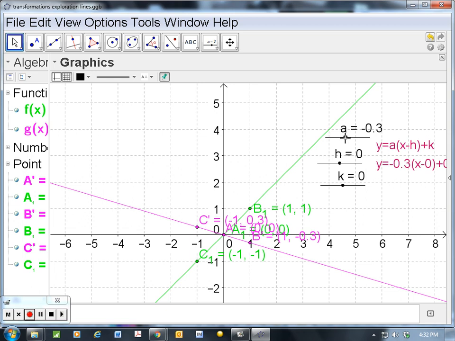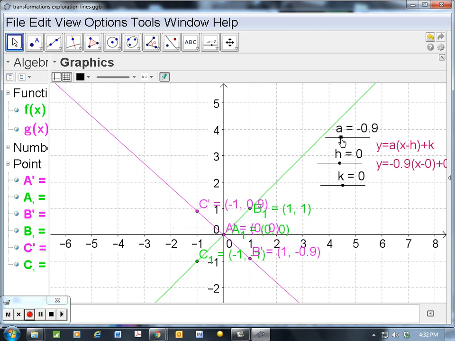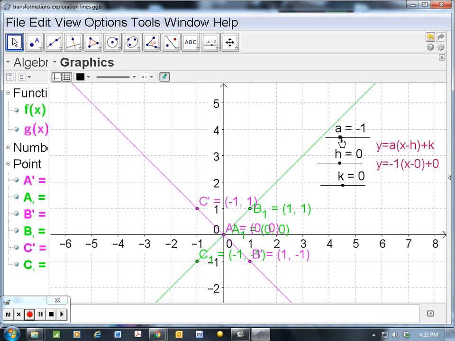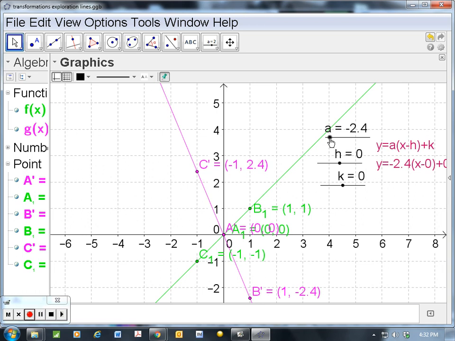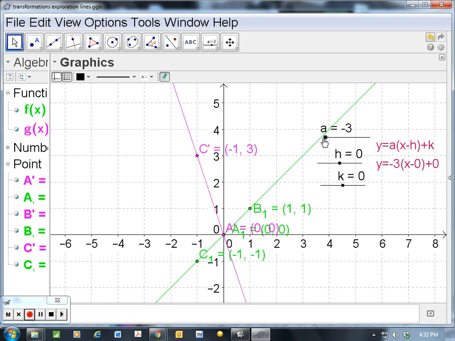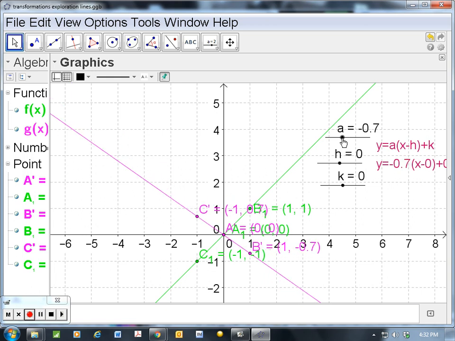So now it's reflecting over the x-axis, and then again less steep until we get to 1, -1, and then as it gets above that, it gets steeper and steeper, but yet still going down because of the negative, but the absolute value of that number, that 3, makes it steeper. And so just seeing how the different changes are.